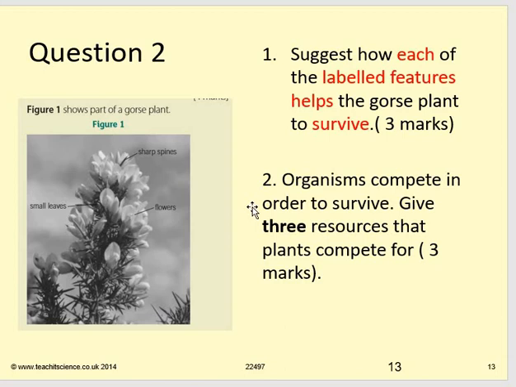Part 2, organisms compete in order to survive. Give 3 resources that plants compete for. 3 marks. That is not from the illustration. That is something you need to know. Remember, while you answer both parts of this question, you will need to pause the video. It should take about 1 minute per mark.